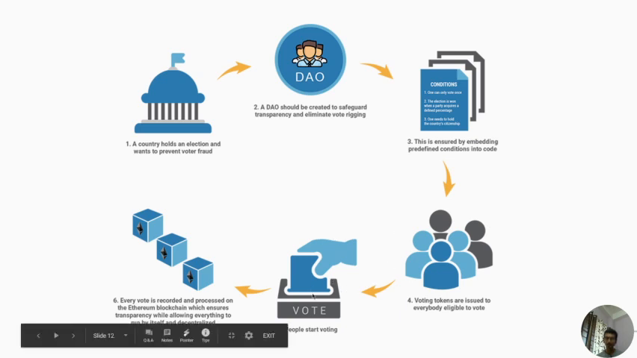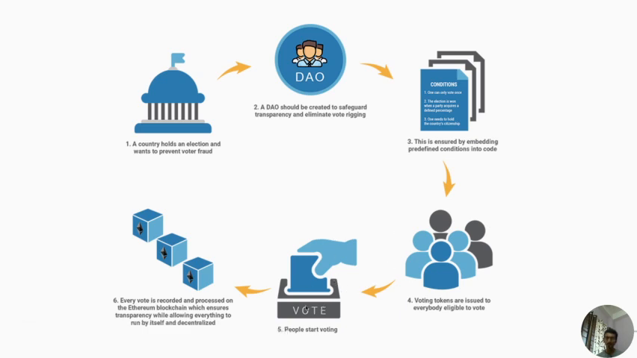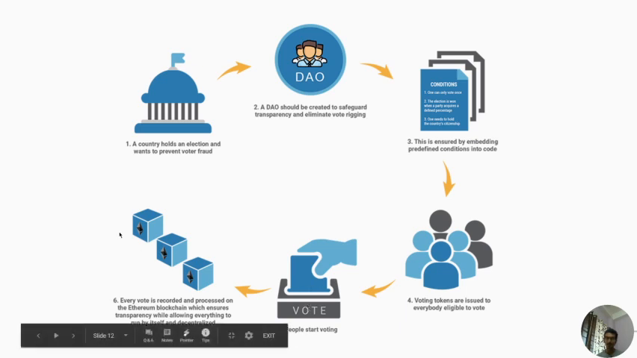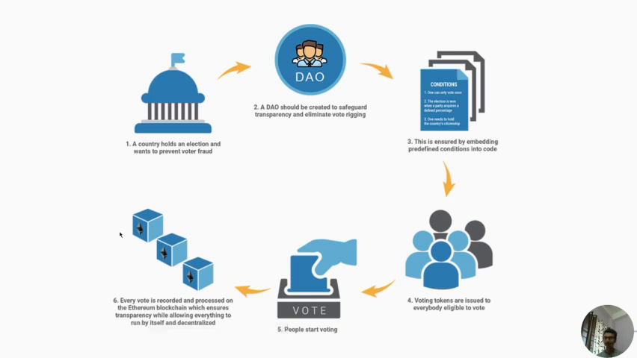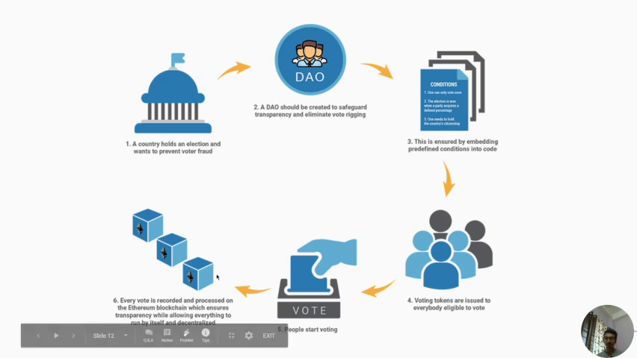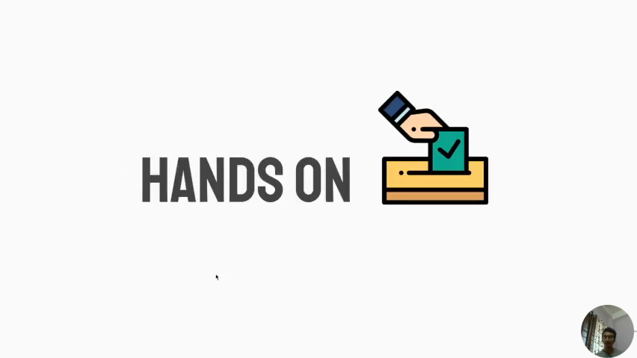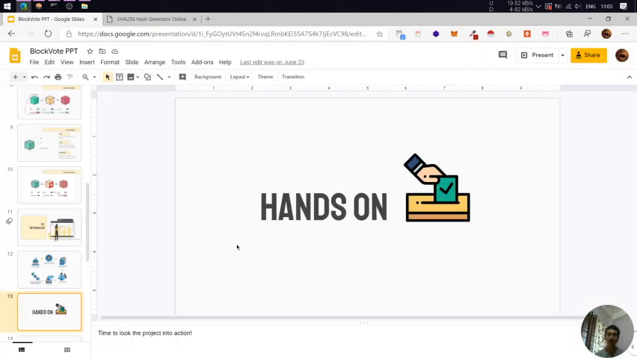And as I said, voting is basically a data or transaction, and every vote is recorded in the blockchain out here. This project uses the Ethereum blockchain, which we will be seeing in a few minutes. So yeah, this is the overall workflow. I guess it's time for a quick hands-on. So let's look at the project.